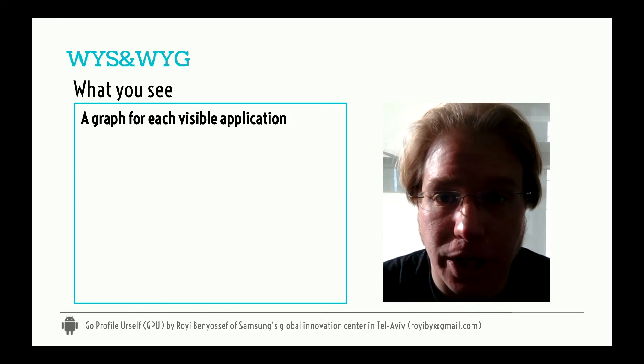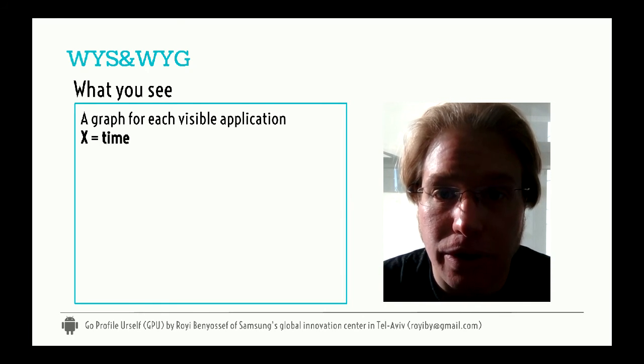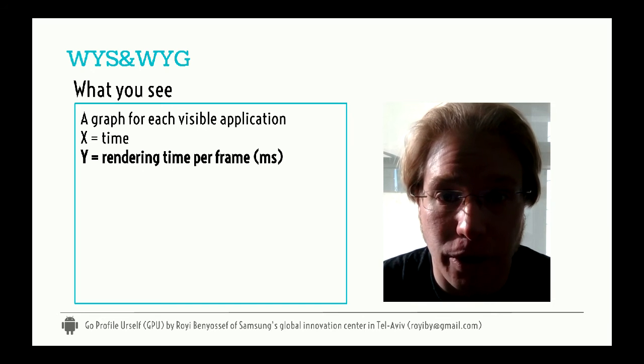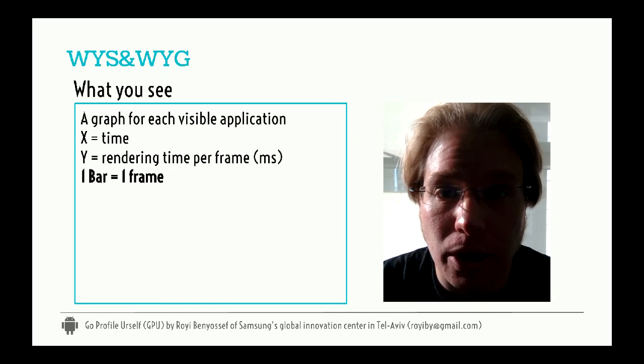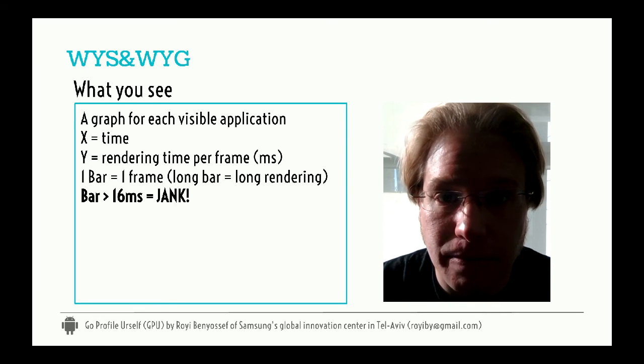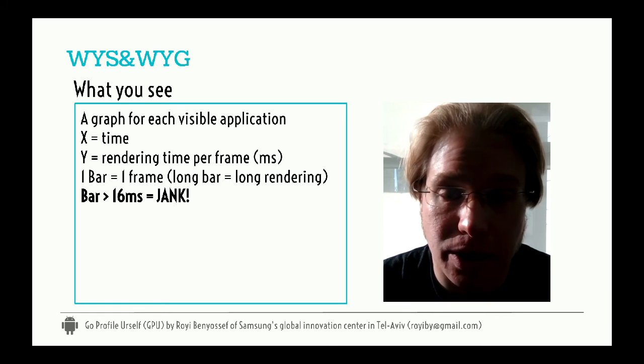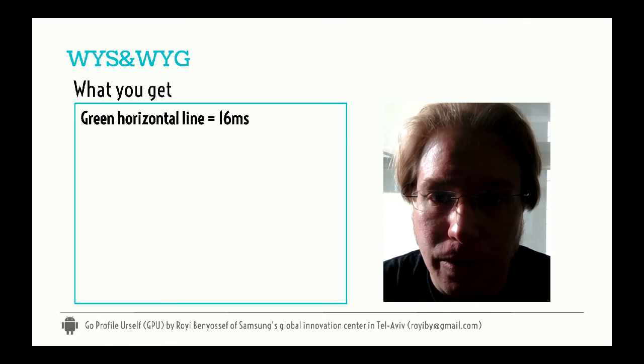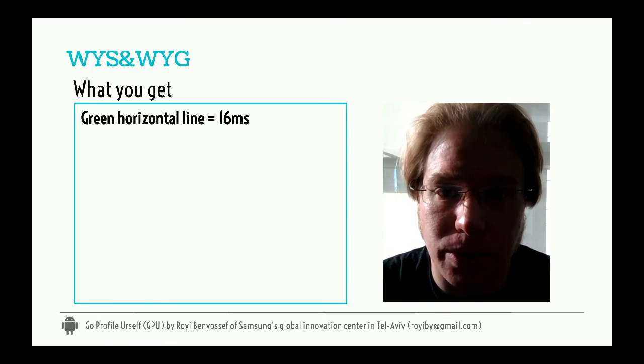Each visible application gets its own graph, where the vertical axis, or X, is the elapsed time, and the horizontal axis, or Y, is the rendering time per frame in milliseconds. 1 bar equals 1 rendered frame. So the longer the bar, it means that the rendering time was longer. So if it is over some threshold, which represents 16 milliseconds, you get jank. That threshold is the green horizontal line you see.